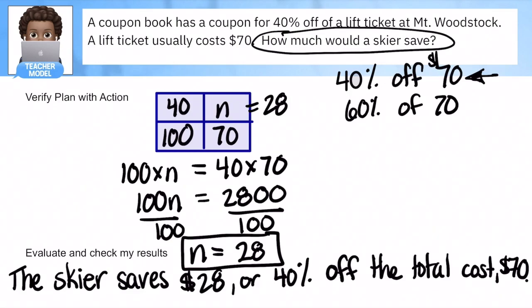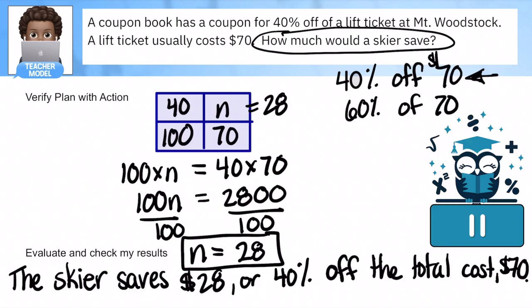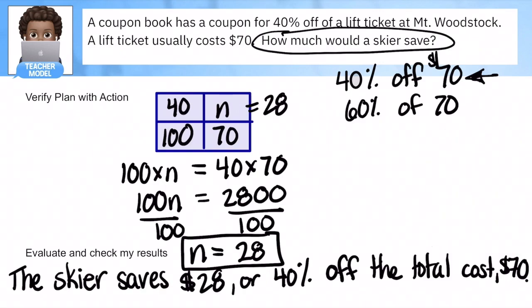Let's hit pause and jot this down in our notes. And I hope you see very nicely and easily how our ratio table can help us really organize and figure out the percent discount off or the final price. Like, what is the part that you're actually going to pay?